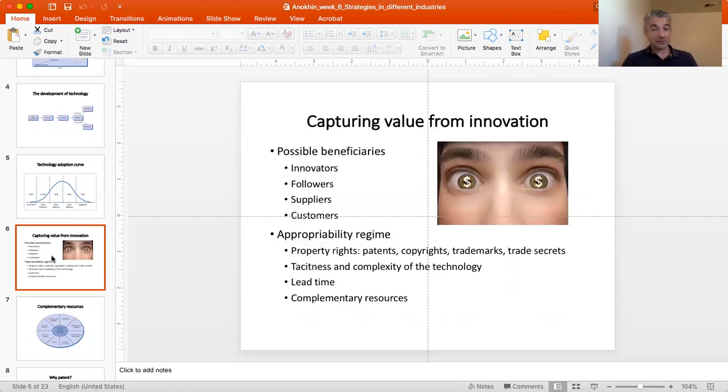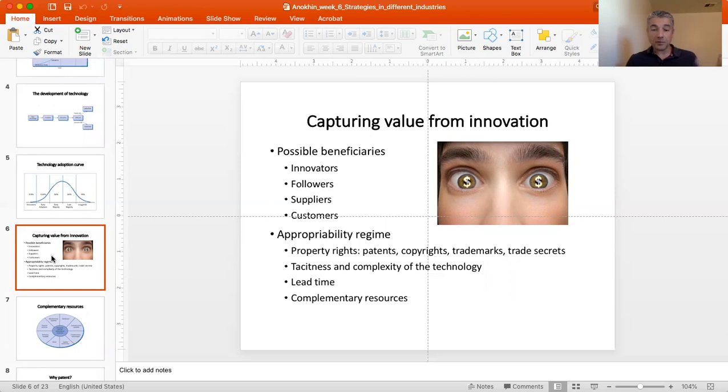So this obviously is all good and well. The big question is, how do you capture value from innovation? We tend to talk about innovation as if it is valuable in and of itself, and for customers, that may actually be the case. But as a company, your perspective is different. You have to be able to capture some portion of the value that the innovation creates for yourself and for your shareholders. Only then would that be justified. So possible beneficiaries of innovation include innovators, followers, suppliers, and customers.